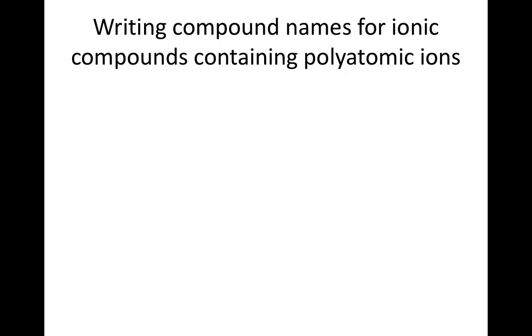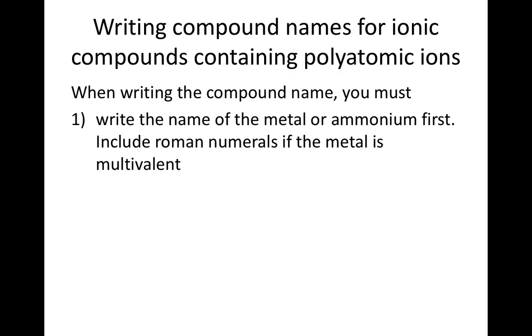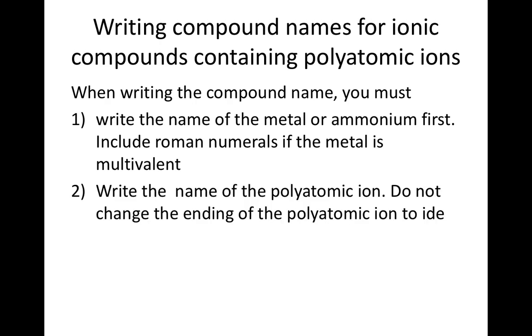Writing compound names for ionic compounds containing polyatomic ions. When writing the compound name, you must: 1. Write the name of the metal or ammonium first. Include Roman numerals if the metal is multivalent. 2. Write the name of the polyatomic ion. Do not change the ending of the polyatomic ion to IDE.